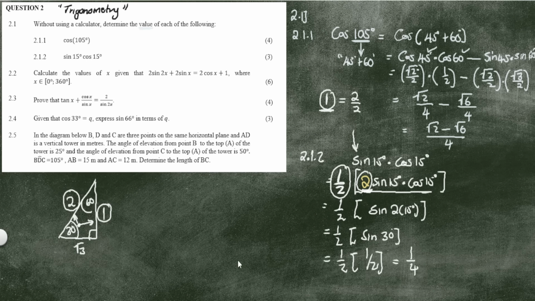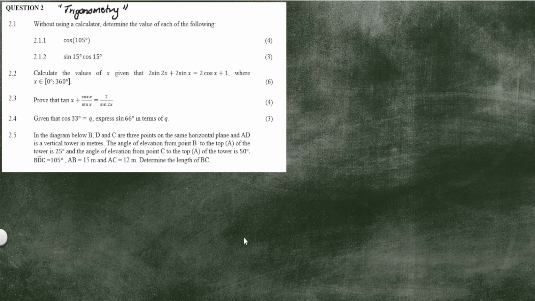Okay, let's tackle the next question again. 2.2. Calculate the values of x given that 2 sine 2x plus 2 sine x is equal to 2 cos x plus 1. Okay, plus 1. So you want to solve for x where x is an element of 0 degrees to 360 degrees.